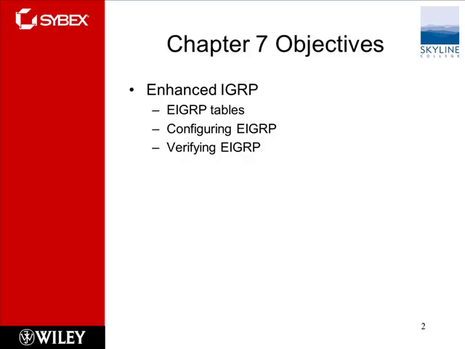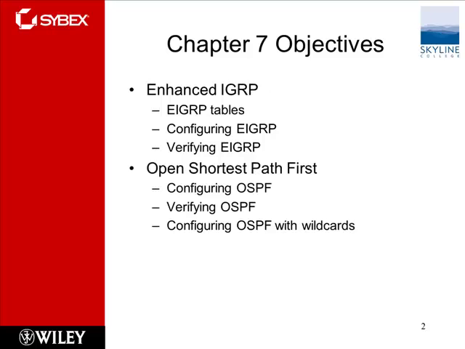Verifying EIGRP and configuring EIGRP, we'll look at that. I've got one set up to do an example that we'll go through, hopefully showing some things about it, some oddities, not really oddities, but maybe a little bit of unusual things about it. Open Shortest Path First, OSPF, we'll look at configuring, verifying, and configuring it with wildcards. So we're going to use wildcards for these routing protocols.